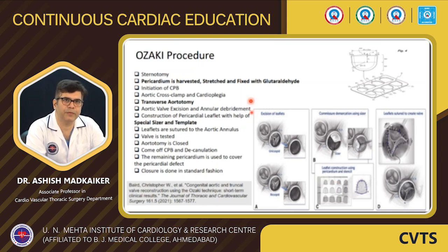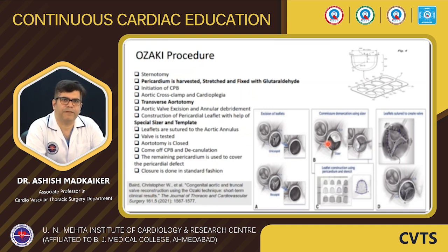We'll quickly see how we perform the Ozaki procedure. It usually starts with sternotomy. The most important step here is to harvest the pericardium, nicely stretch it over a metal plate, and then fix it with glutaraldehyde. Initiation of CPB, aortic cross clamp, and cardioplegia remain the same as in any other aortic surgery. Usually the aortotomy is a transverse aortotomy. Again, we need to excise the valve properly and do a thorough annular debridement.